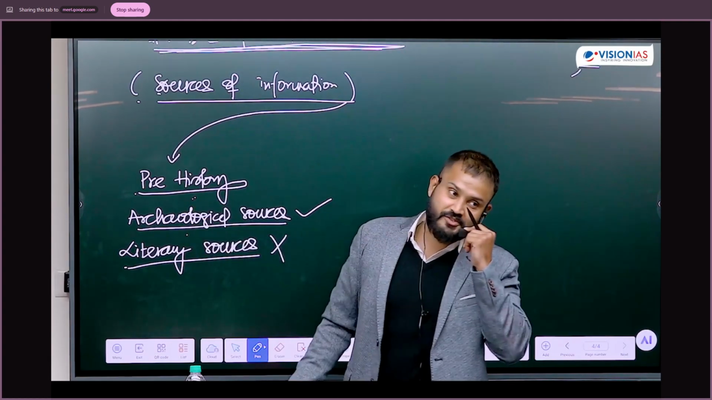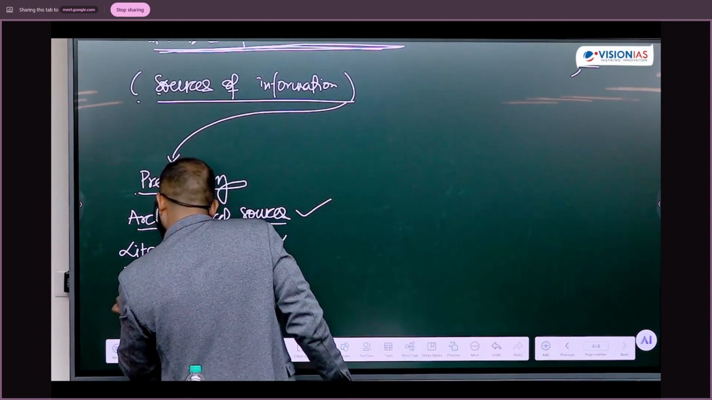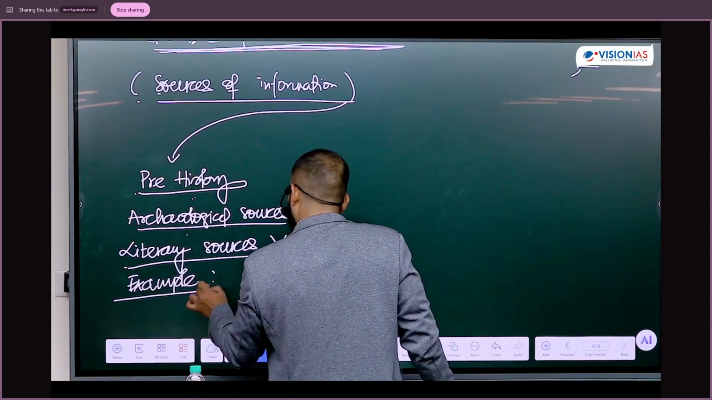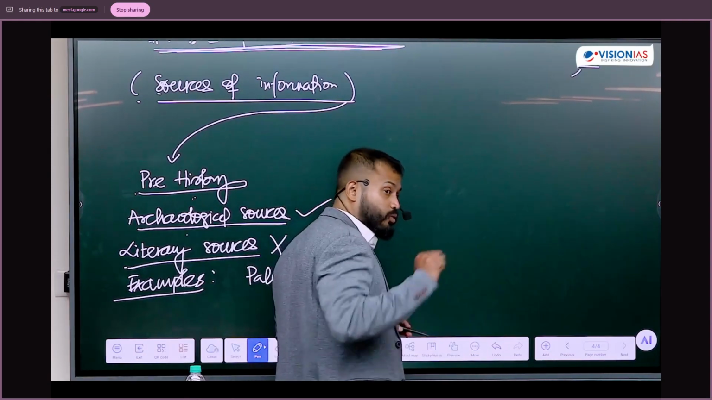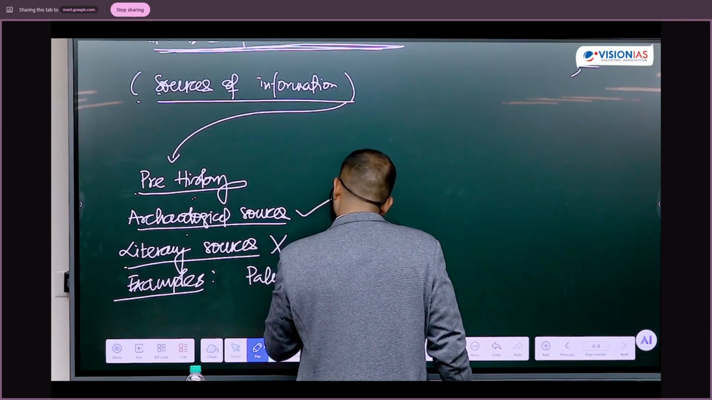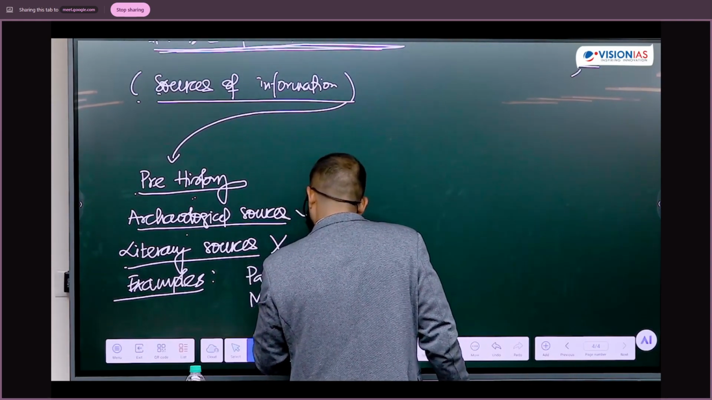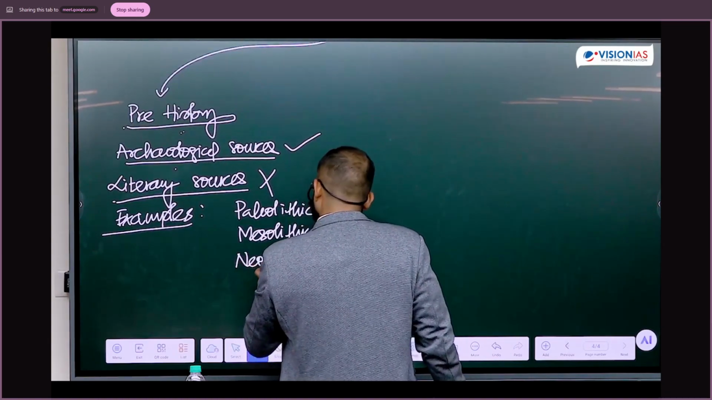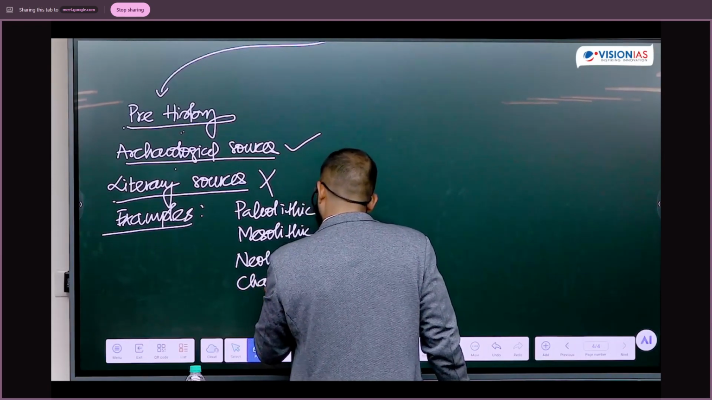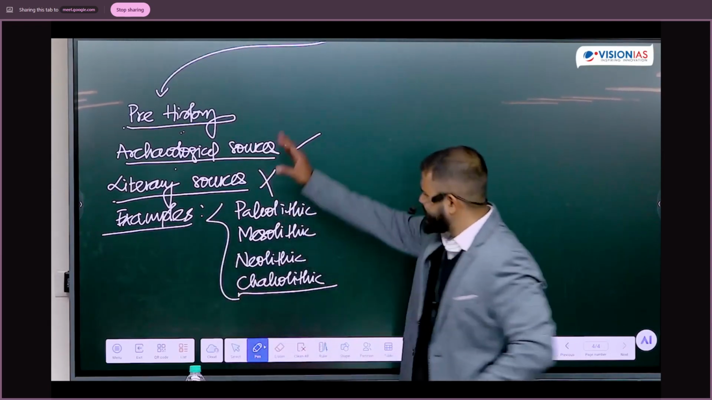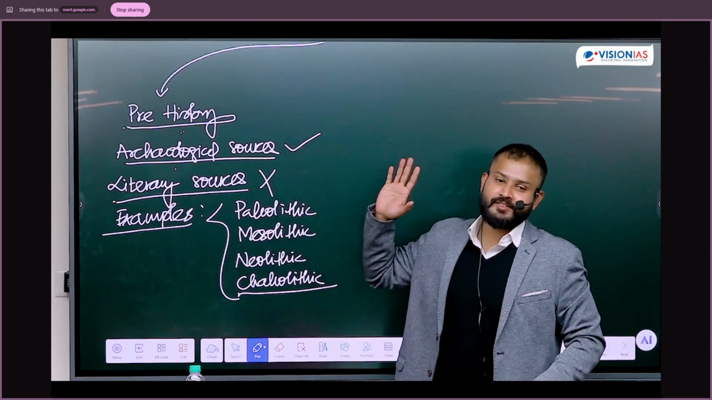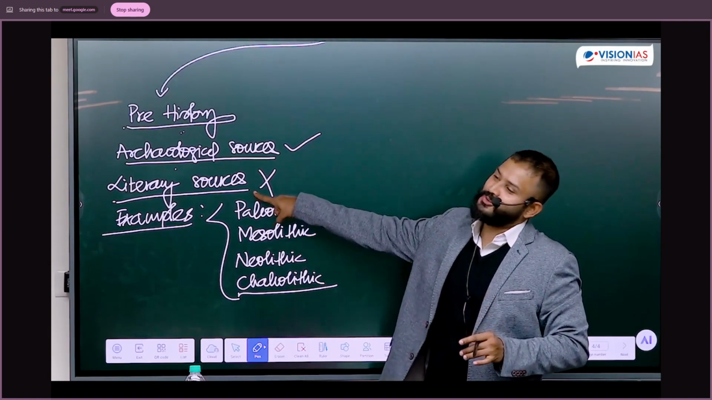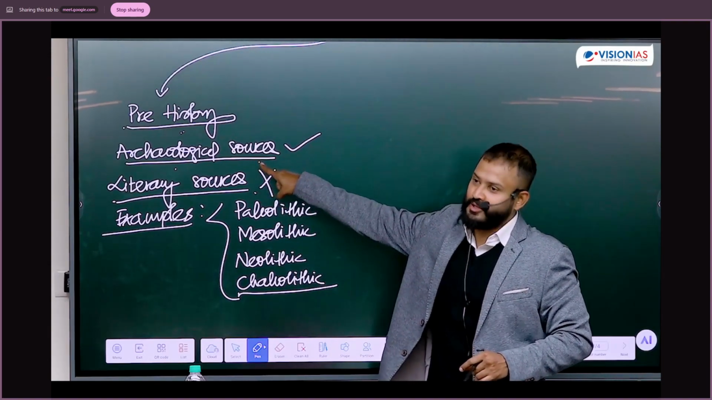Any example of prehistory? Examples will be Paleolithic, that means primarily Stone Age. Very good. Paleolithic, Mesolithic, I can also write Neolithic and Chalcolithic. This in its entirety will be a part of prehistory. That means throughout this entire phase, you will not be finding any literary sources. All you will find is archaeological sources. I hope it is clear.